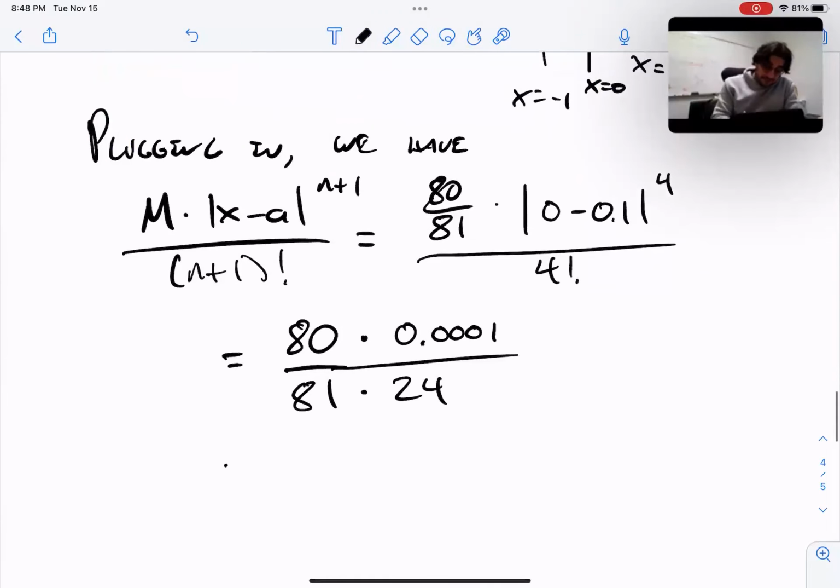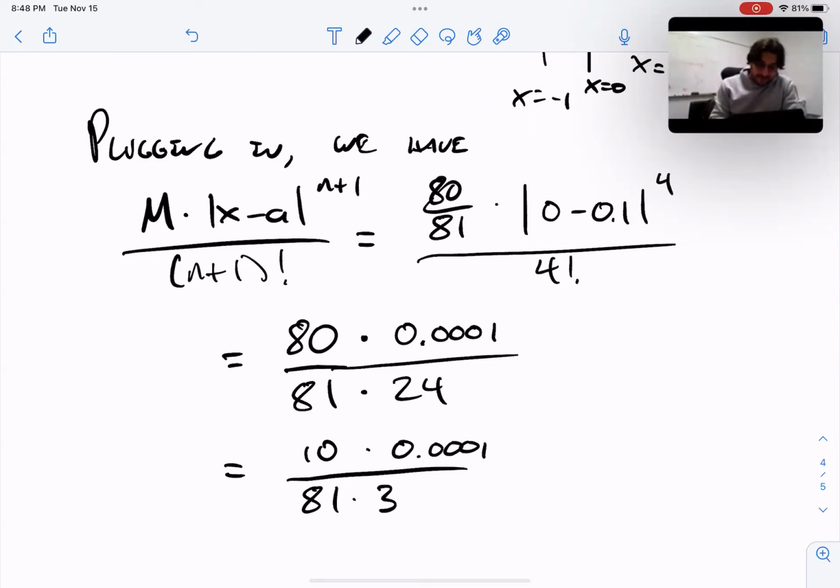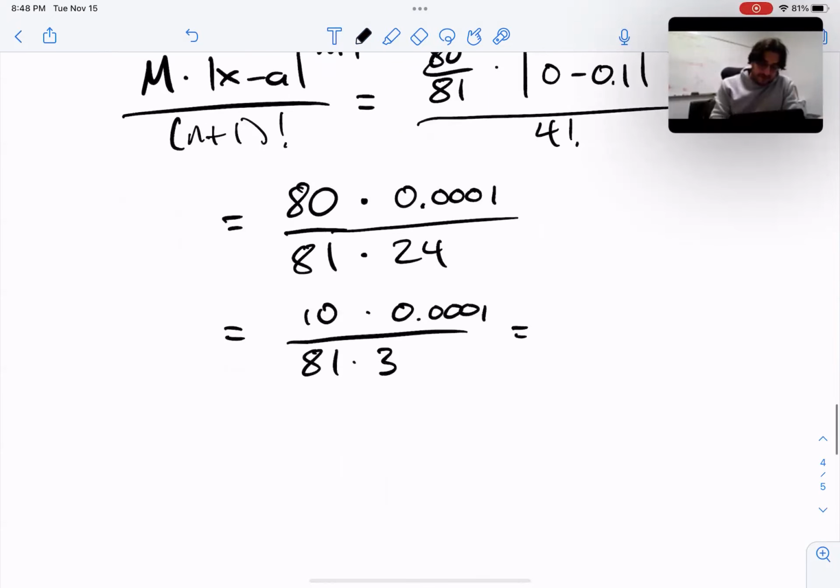We could reduce a little bit, right? So I have, let's see, between 24 and 80, I would have 4 as a common factor. And actually, sorry, 8, right? 8 is a common factor. So 10 and then 3. There we go. And now it's reduced as much as we can get it, right? So this is going to be 10 over 243, 0.0001 is what this would be.